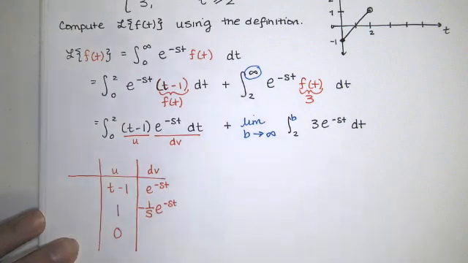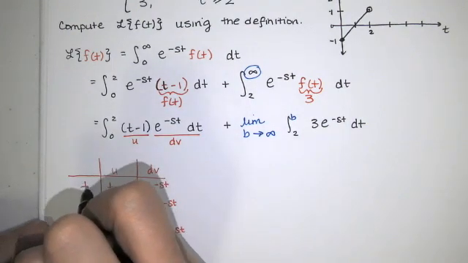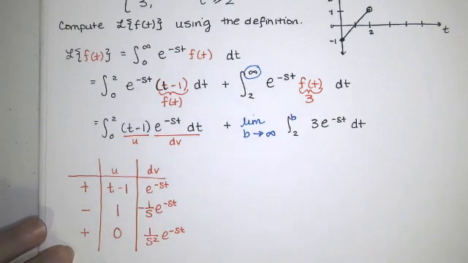And every time we take an antiderivative, we're going to multiply by another negative s because the exponential is still there doing the same thing every time. So when I take the antiderivative again, I'll multiply by another negative s, and I get a negative s squared there. And then we'll have the sign convention plus minus plus over here on the side.